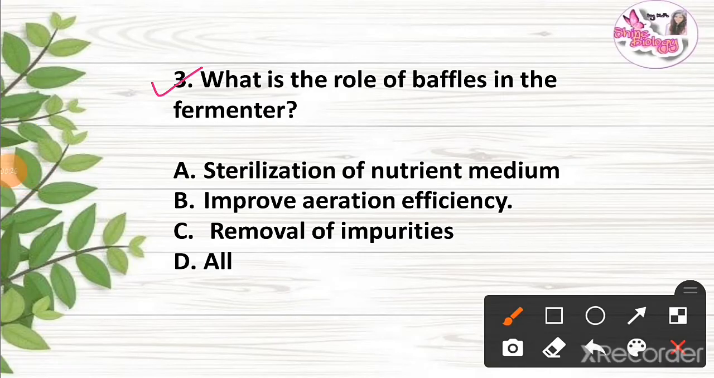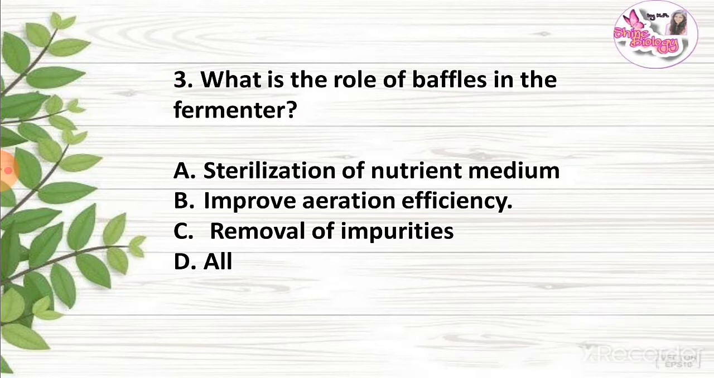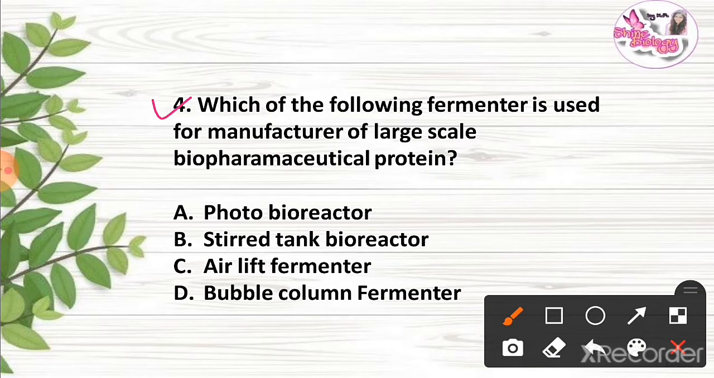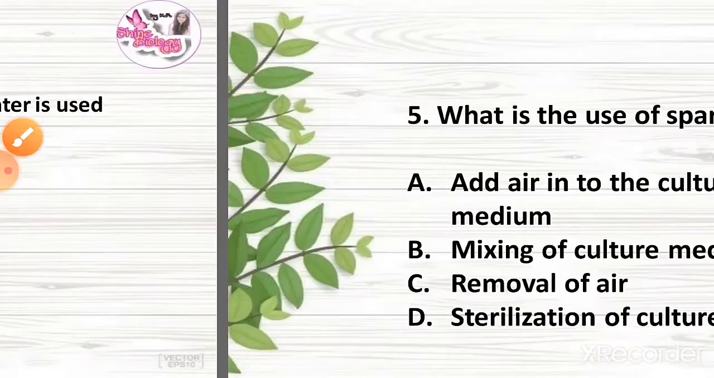Question 3. What is the role of baffles in the fermenter? The correct answer is option B, improve aeration efficiency. Question 4. Which of the following fermenter is used for manufacture of large-scale biopharmaceutical proteins? The correct answer is option C. Airlift fermenter is used for manufacture of large-scale biopharmaceutical protein.